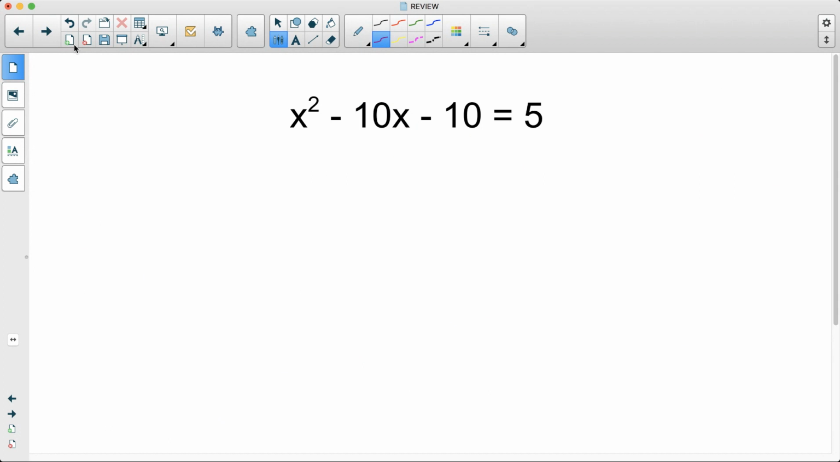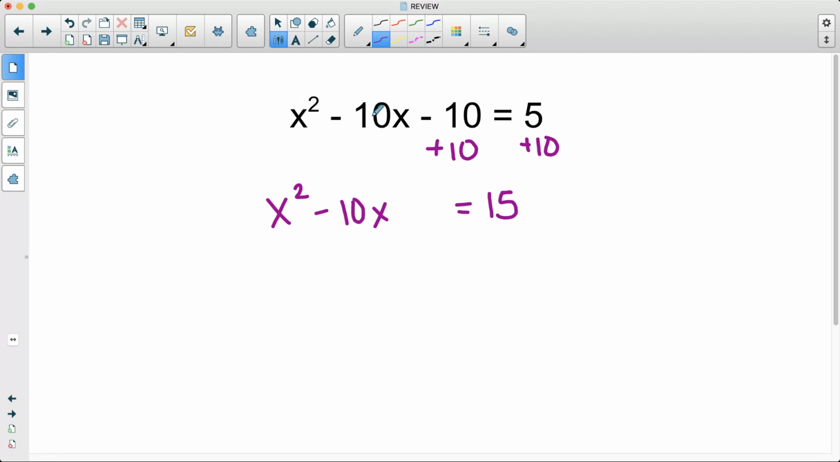Let's try another example. So same thing. I know this one isn't set equal to 0, but I'm still going to do the same thing that I did before. I'm going to take this negative 10, this c term, and get rid of it by doing the opposite. Since this is minus 10, I need to add it to both sides. So we now have x to the second minus 10x, leave a space, is equal to 15, since 5 plus 10 is 15.